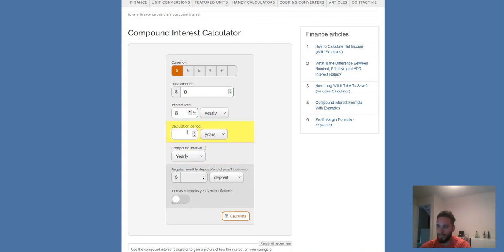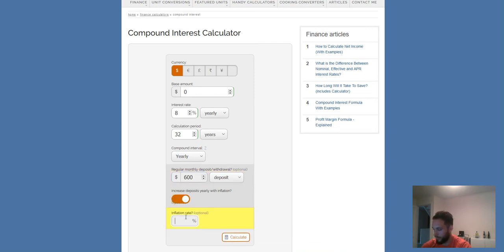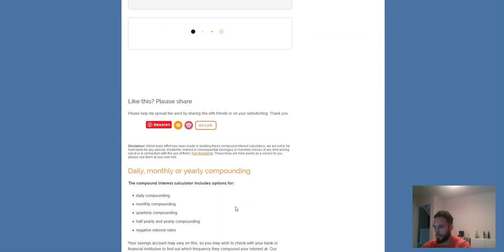What's our calculation period? Now, we're starting with the first person, which was 28 years old, which has 32 years before retirement, and this person is going to deposit 20% of their income, and their income was $3,000, so 20% of 3,000 is $600. We set in the assumptions that deposits will be increased with inflation, and we're going to set the inflation rate at 2%. Let's calculate.